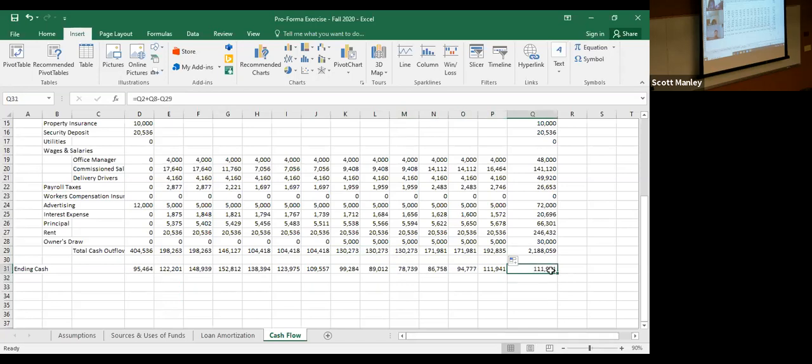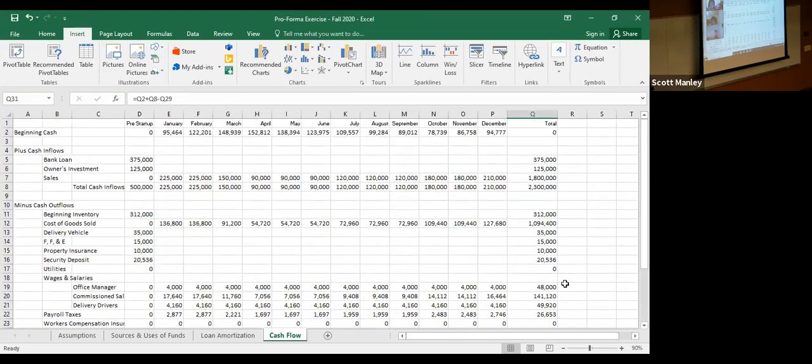So there you go. So now my cash flows flow. I filled in most of my blanks. I may go back and make some adjustments here or there, but for the most part, I'm fairly satisfied with it.